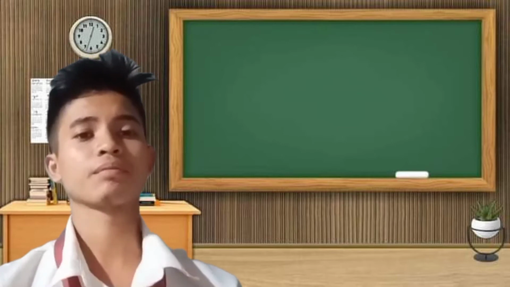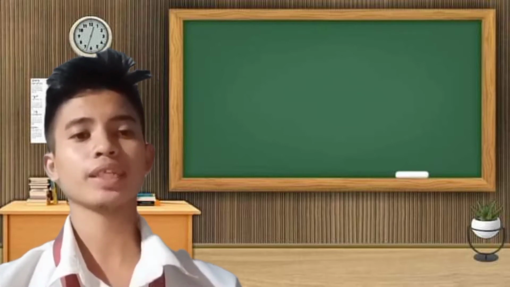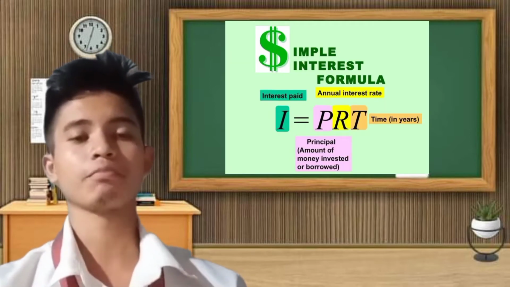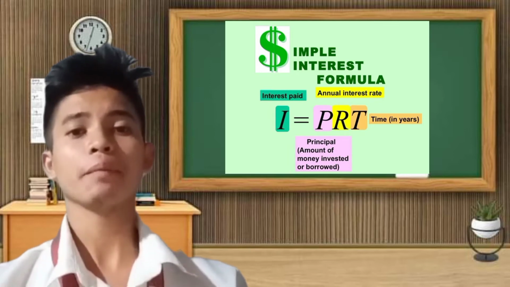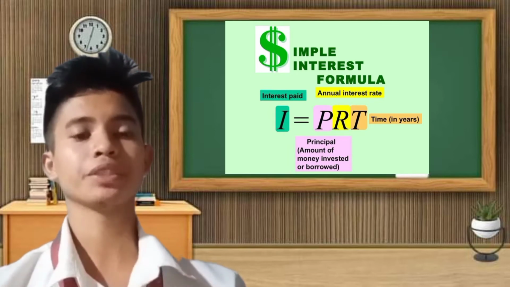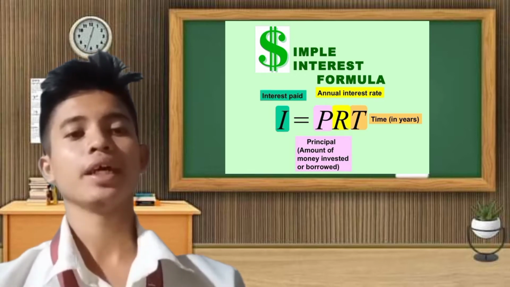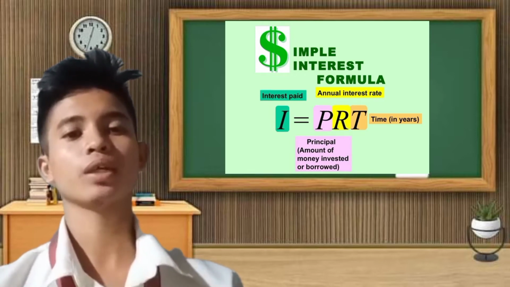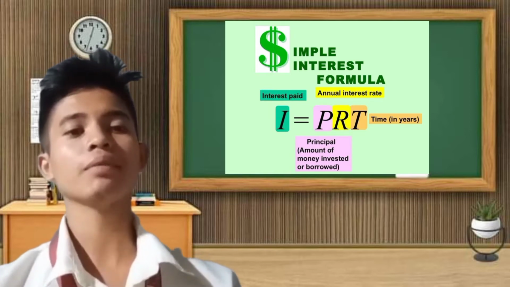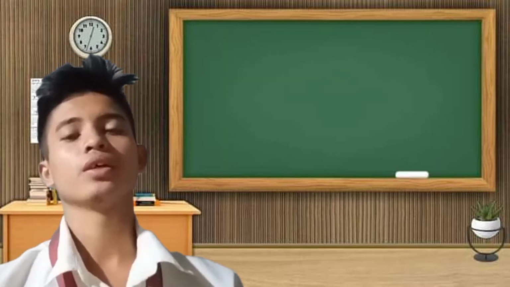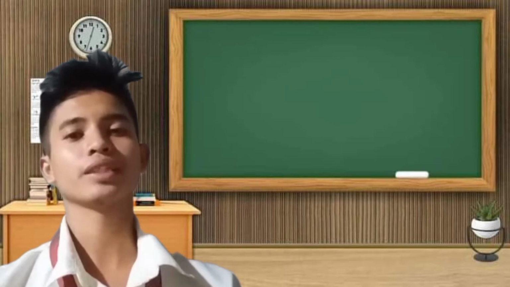Hi, sir, class. The formula for simple interest is I equals PRT, where I is the interest paid, equivalent to P, which is principal, R, which is annual interest rate, and T, which is the time. Note that the time should always be in years. Okay, let's have compound interest. Sir Denver.